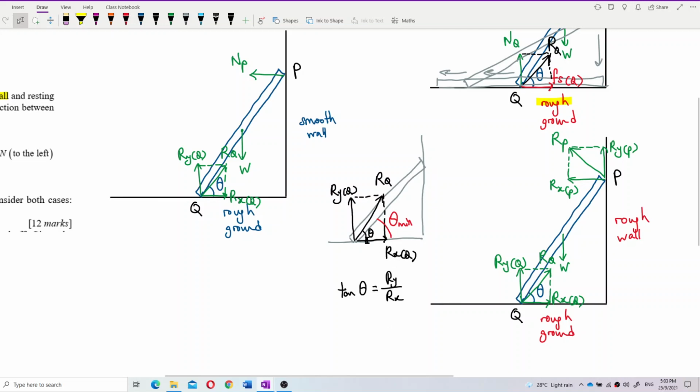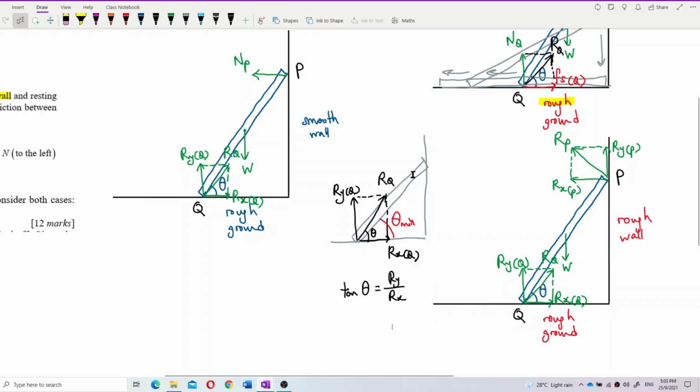If you want to find the angle theta, you cannot use the angle theta minimum. You need to use tangent theta, Ry divided by Rx. Once you know Ry and Rx, only then can you find theta. This theta is not the same as the theta minimum for the beam. Okay, that's one thing to note.